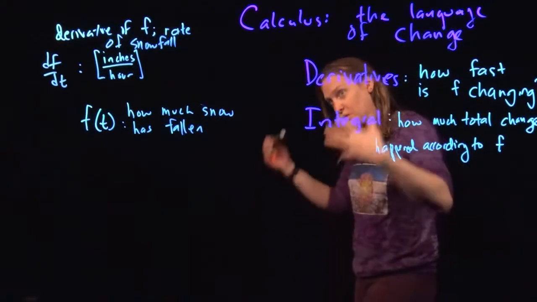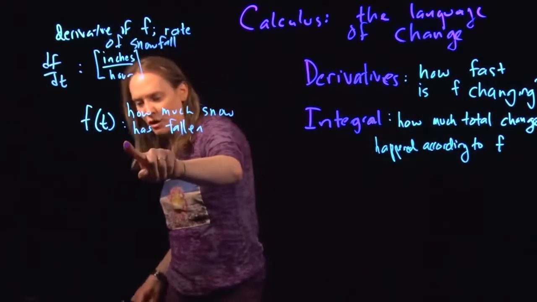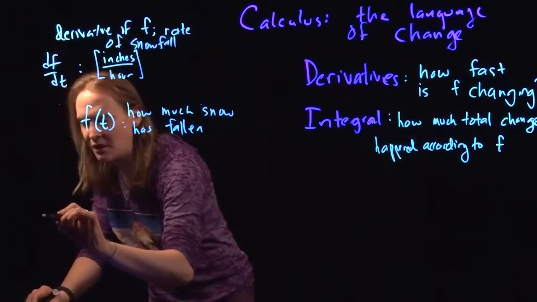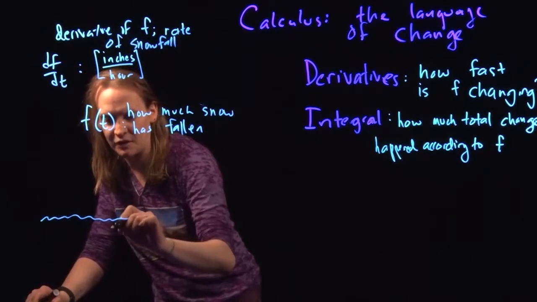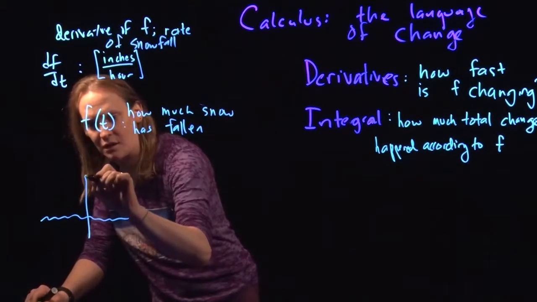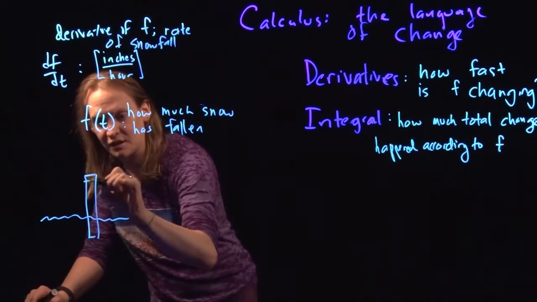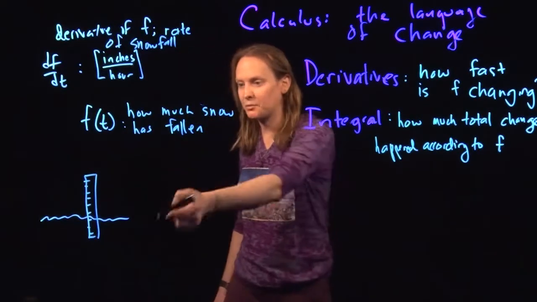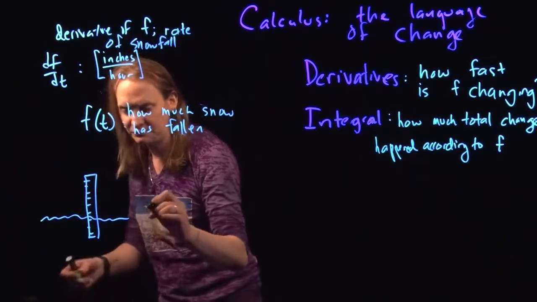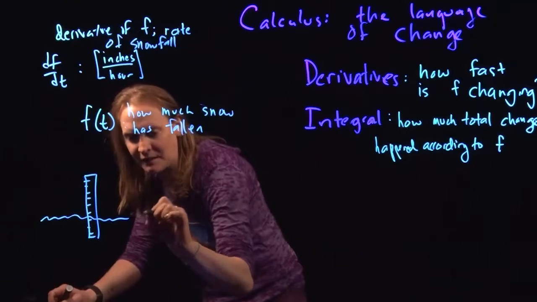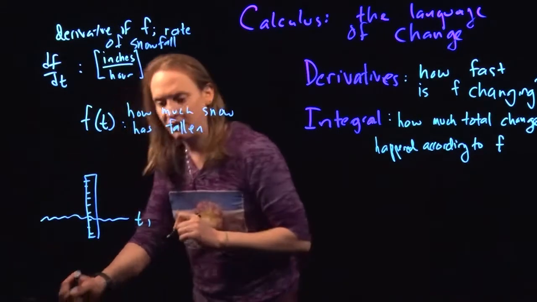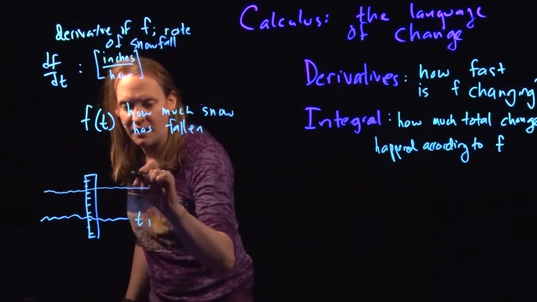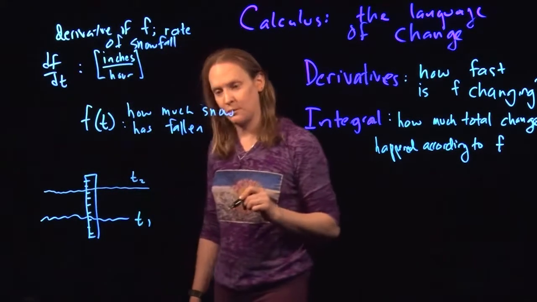As a practical matter, I'm going to look at my yardstick. Here's my snow, and I've got a yardstick. It's marked. Okay? And this is what I can look at. So this is where I'm at, say at T1, and then I have this much snow at T2.